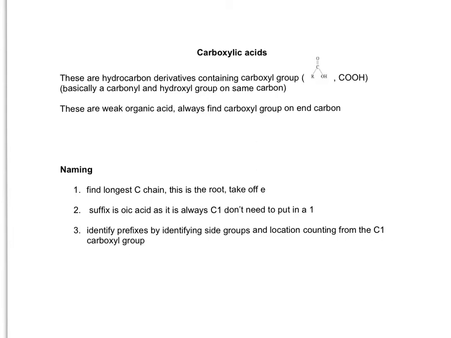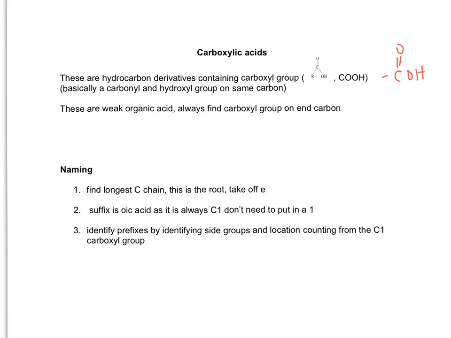Carboxylic acids. These are hydrocarbon derivatives containing the carboxyl group. So you've got a C with a double bonded O and an OH group attached. So basically a carbonyl and a hydroxyl on the same carbon, and it's part of some carbon chain. These are weak organic acids, and you will always find this functional group on an end carbon. So we won't need numbers for the functional group, just like in aldehydes.